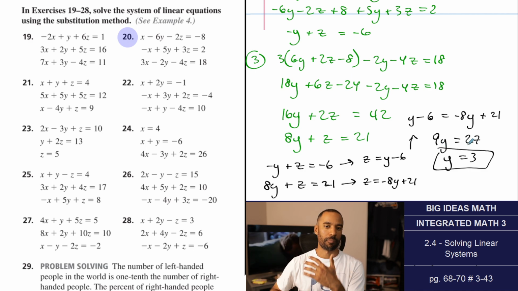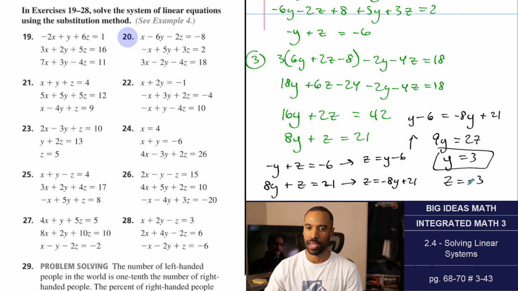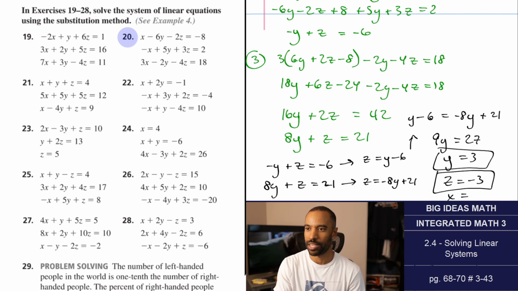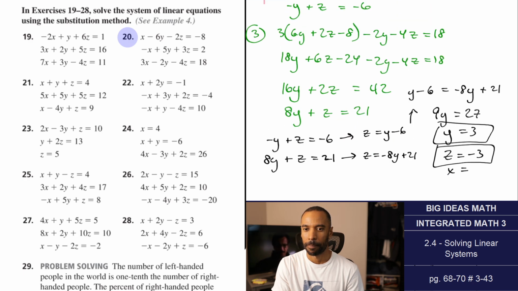This is where we start to work up the pipeline very fast, though. For example, z is y minus 6. Well, 3 minus 6 is negative 3. And then x, I'm going to fit this right down here. I know it's a squeeze. I'm going to go down a little bit more, like that.